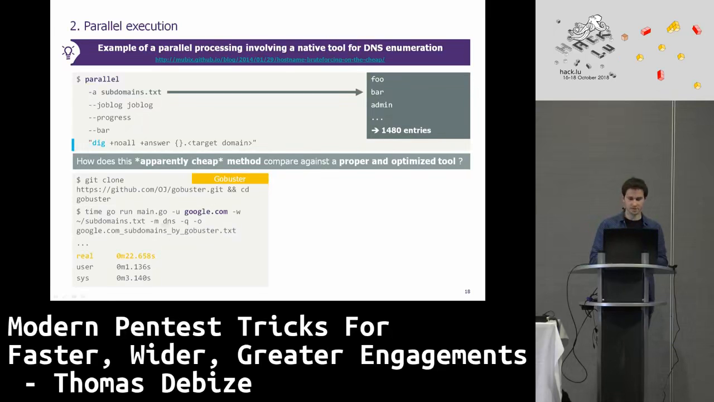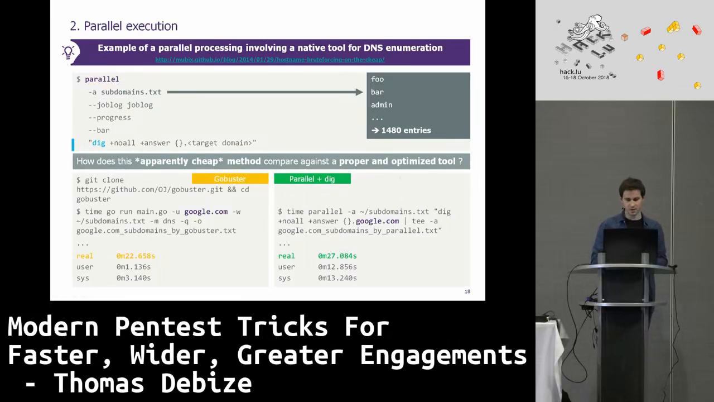So by enumerating some domains, for instance Google, that was the test, it took me 22 seconds to perform that enumeration, while with parallel and dig, it took me only 27 seconds. So it's like a 30% overhead. I consider it pretty cheap because compared to a proper optimized tool, you only have a 30% overhead with some really native tool.